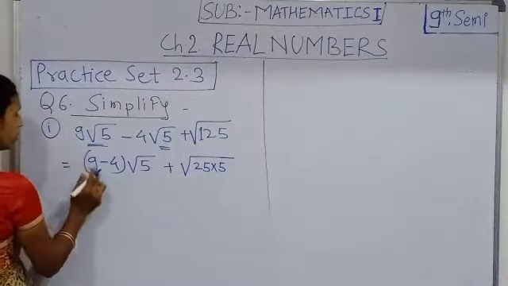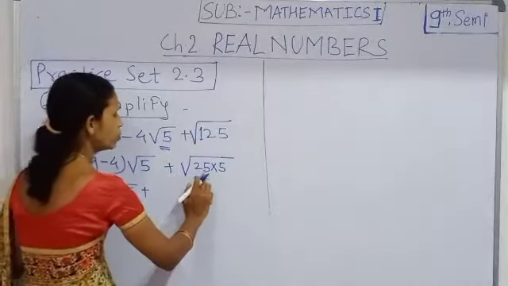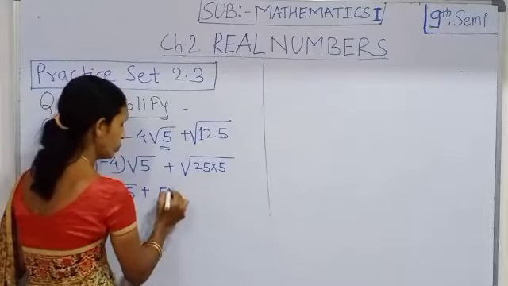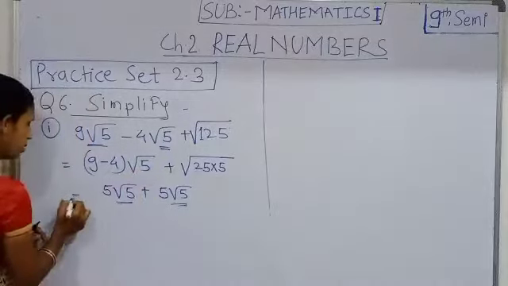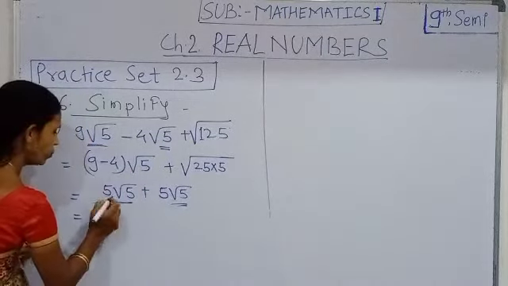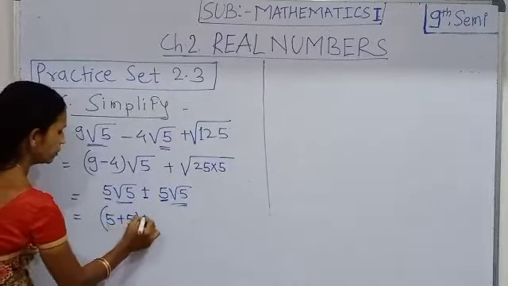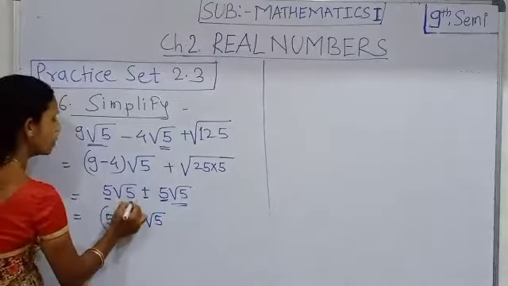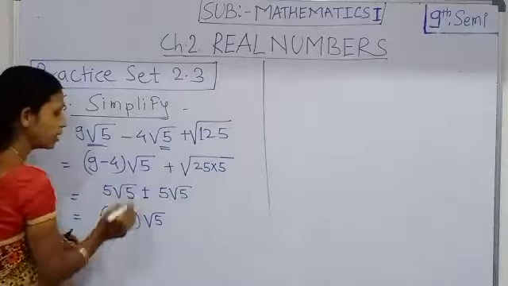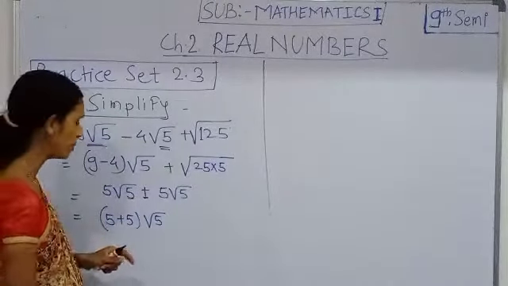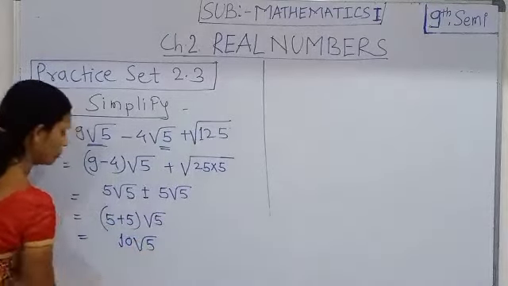Therefore see here, 9 minus 4 is 5 root 5, plus root 25, which means 5 root 5. Then both are like surds. Therefore, 5 plus 5 in a bracket, with root 5 taken common. We can do the addition or subtraction of those like monomials or polynomials. Then 5 plus 5 is 10 root 5.